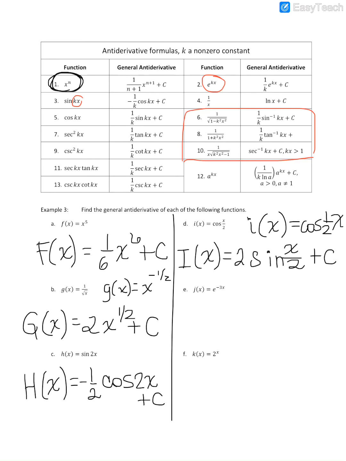All right, let's go to E. So remember for E functions, we're going to keep that the same, but we do want to have 1 over k out front. So that would be -1/3.